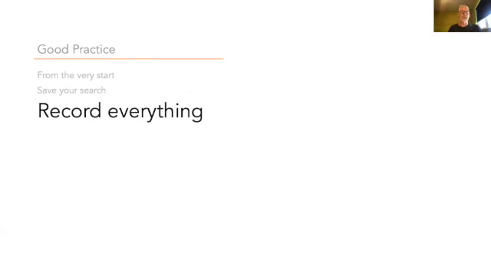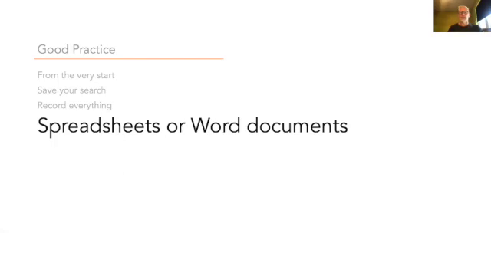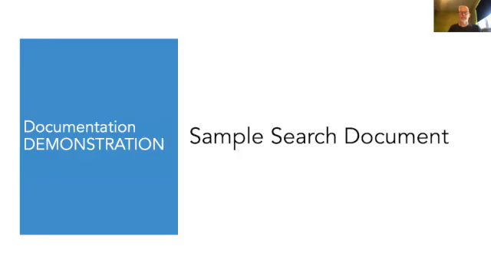And this is a must. You need to absolutely do this if you're doing a systematic or scoping review for your project. This can be done using spreadsheets or Word documents, and you can use Microsoft Teams or Google Drive to do that sort of thing, because that allows for sharing and multiple authors, which is again going to make your life a lot easier.